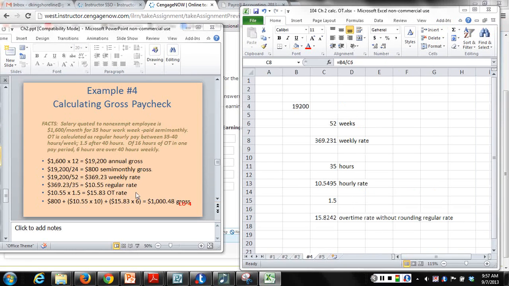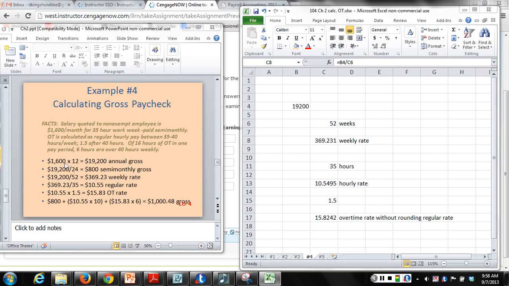Okay, in this particular one, number 4, what's the data set here? The data set tells us we have a non-exempt employee. We're going to worry about overtime then. $1,600 a month is their quoted salary, and they only have to work a 35-hour week, and they're paid semi-monthly. Okay, then we have a discussion of what the overtime is. But because their regular week is 35 hours, we know we're going to have this overtime issue to get to 40 hours where they're only paid the regular rate, and we have to discover what that regular rate is.